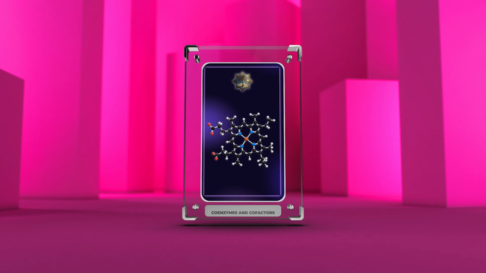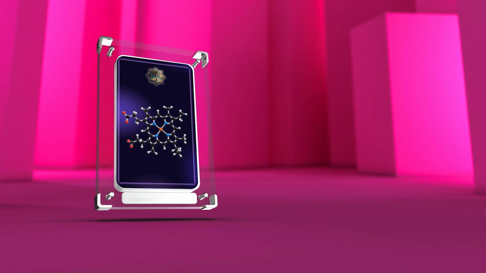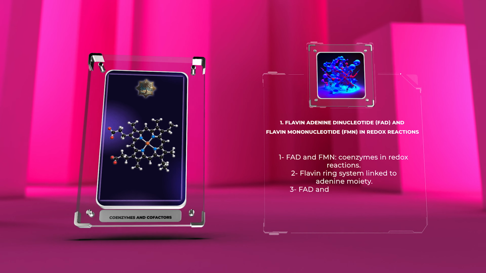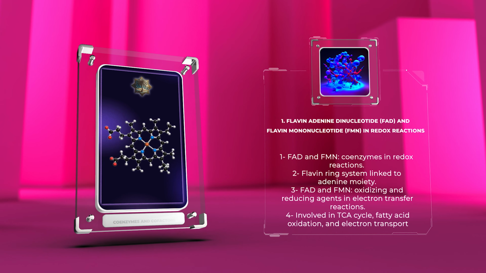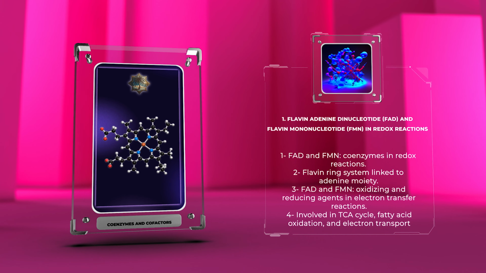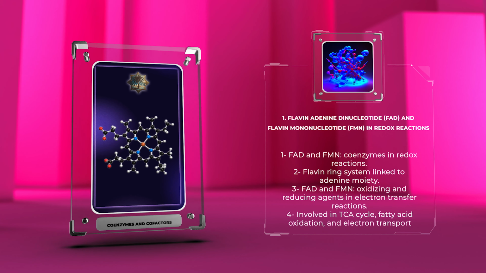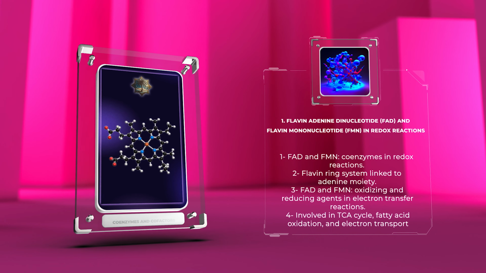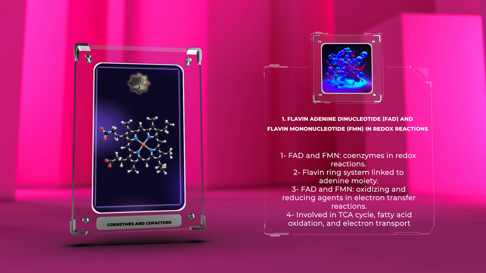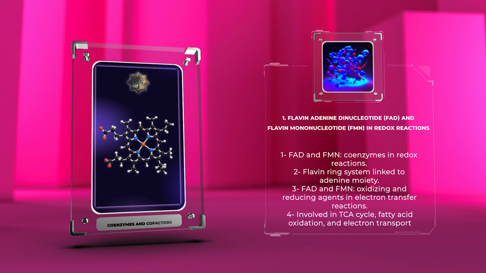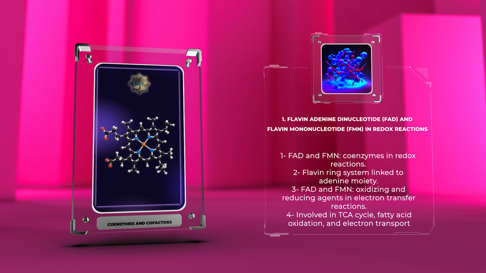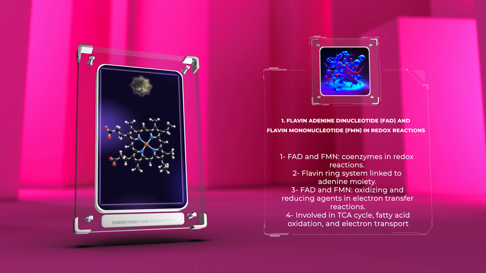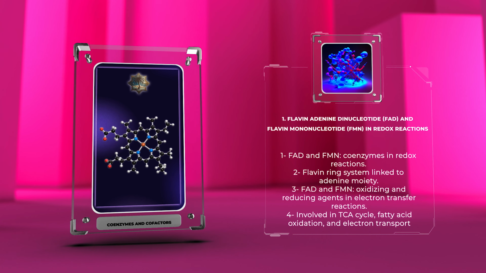Let us begin. In summary, flavin adenine dinucleotide, FAD, and flavin mononucleotide, FMN, are important coenzymes involved in redox reactions. They contain a flavin ring system linked to an adenine moiety through a ribofuranose ring. FAD and FMN serve as oxidizing and reducing agents in electron transfer reactions, participating in processes such as the TCA cycle, fatty acid oxidation, and the electron transport chain. They can accept and donate electrons, enabling them to be involved in crucial redox reactions for energy production and metabolism.